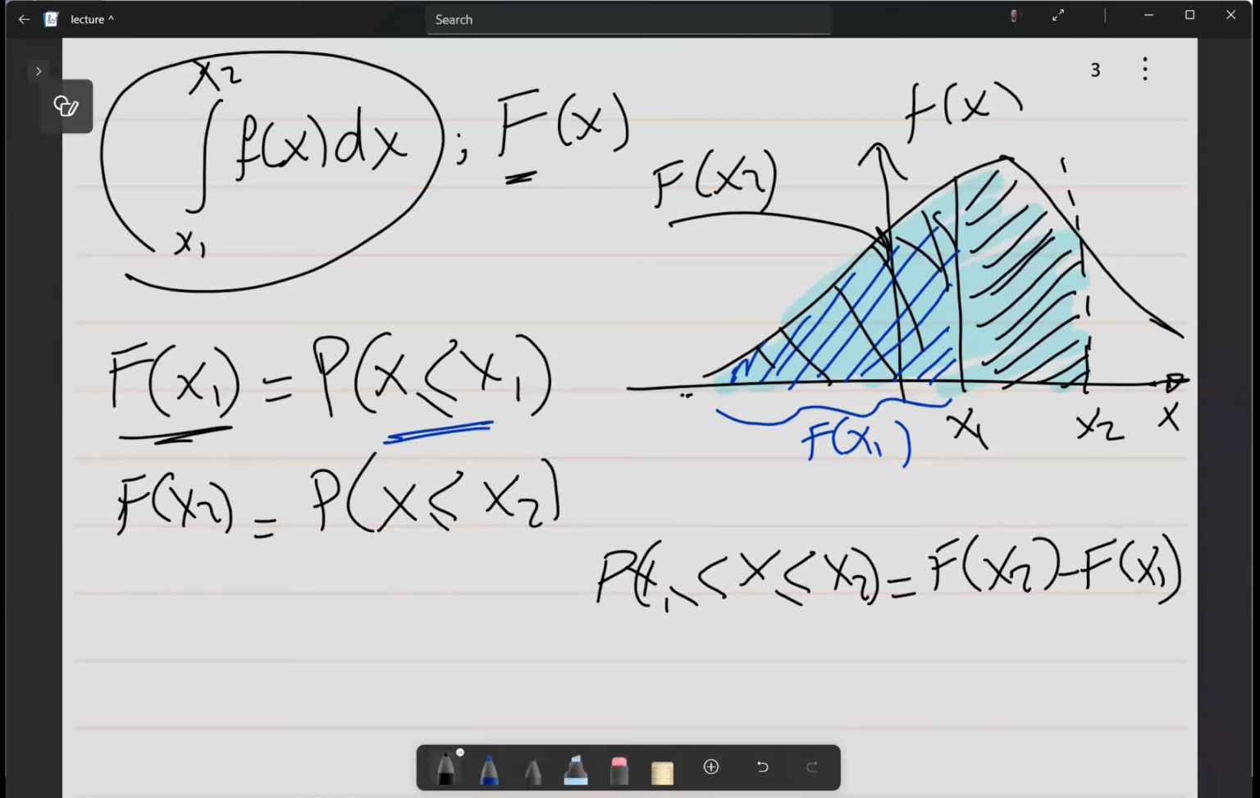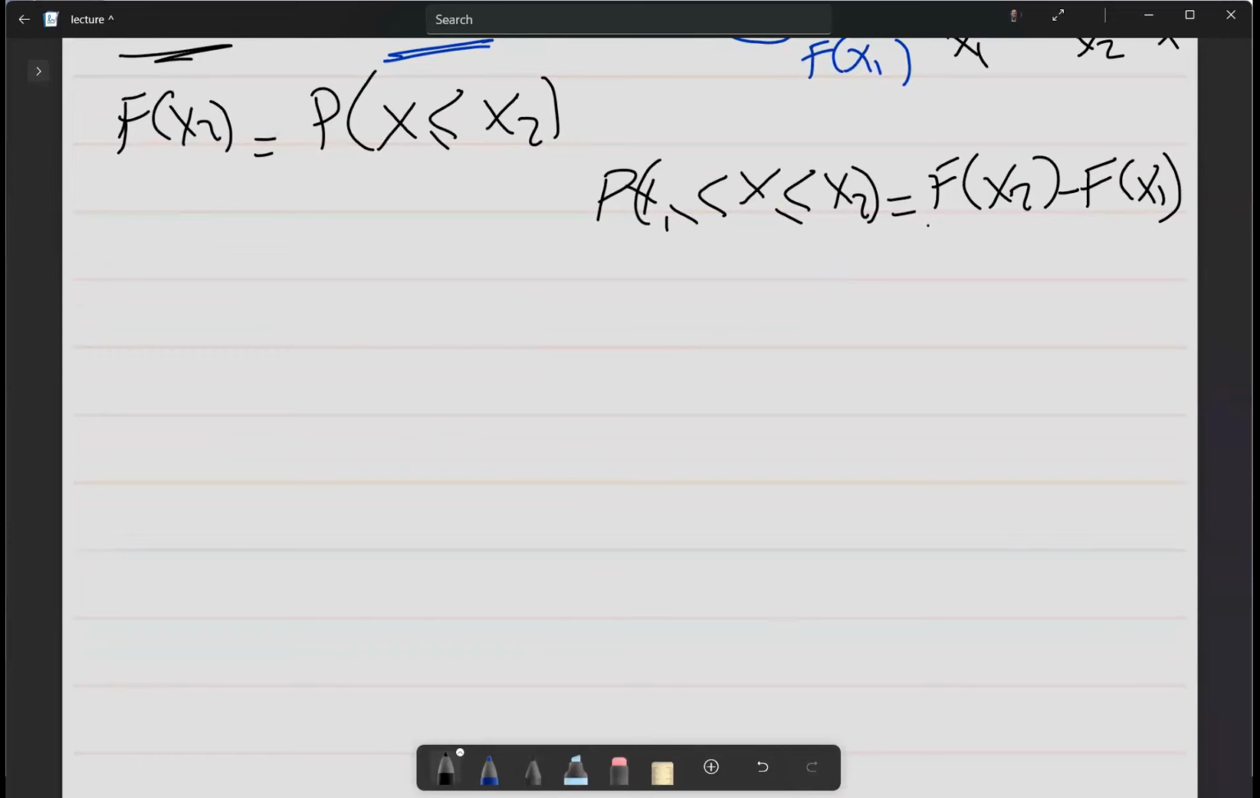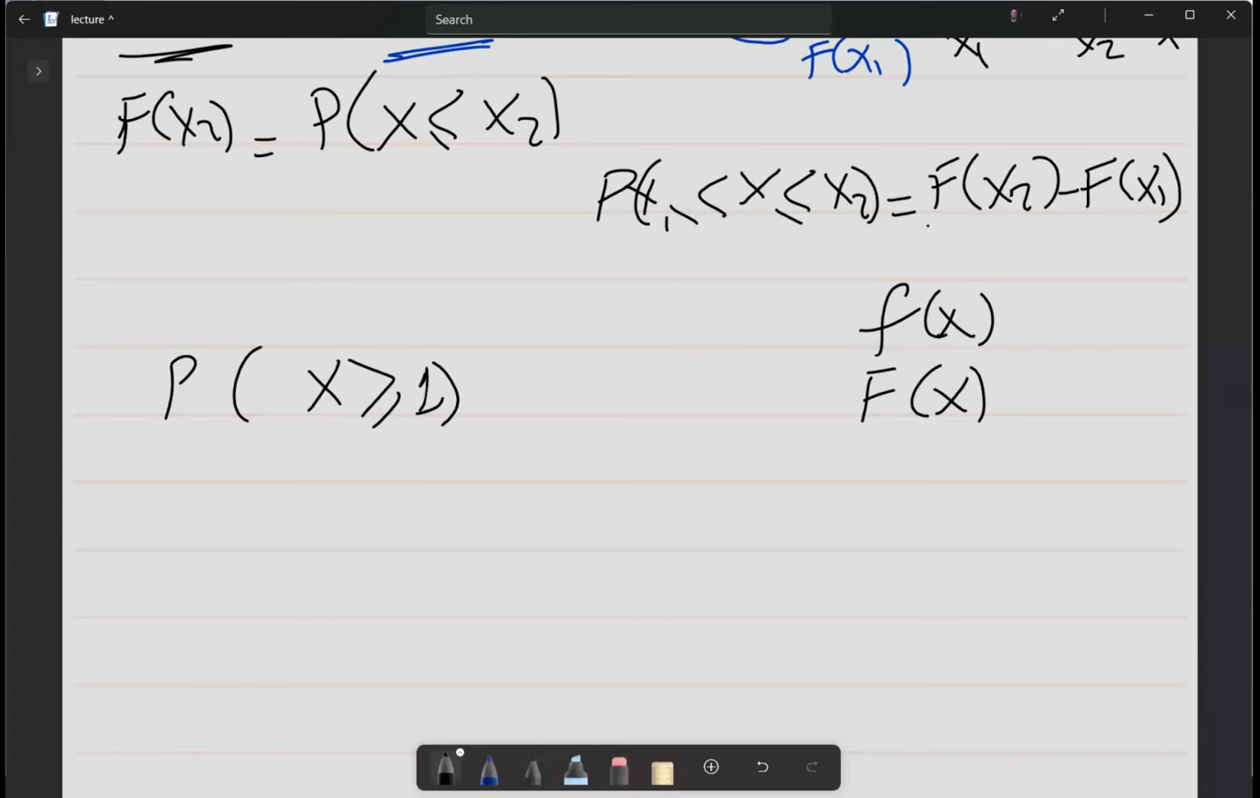This is actually the importance of the CDF, one of the applications of CDF. If you know the CDF, you can use it directly to calculate any probability. For example, if I give you a certain f of x that can be very complicated to integrate, but I also give you F of x, and then I ask you to calculate the probability that x is greater than or equal to 1, it is very simple, because this will be 1 minus the probability x less than or equal to 1.